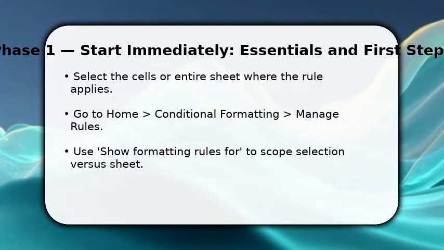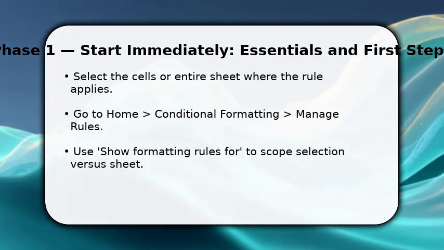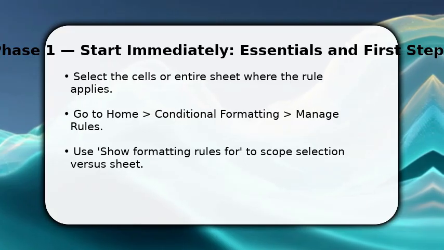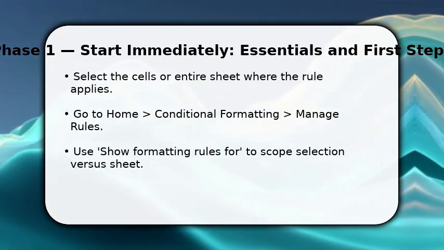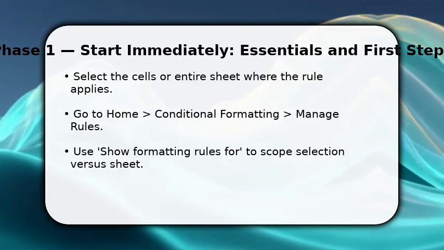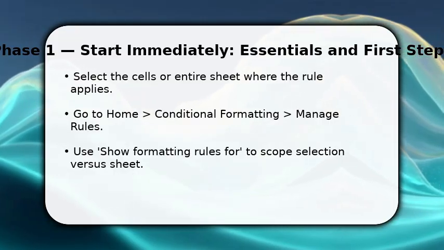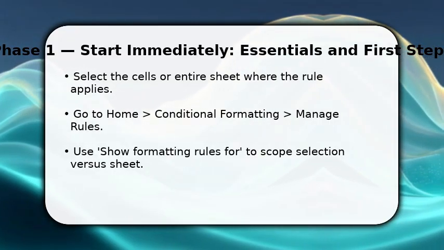You start by selecting exactly where the rule lives. That saves time. Once selected, go to Home, choose Conditional Formatting, then Manage Rules. You do this because the manager lists active rules and shows the rule preview, which helps you spot the one to remove. Make sure to change the top drop-down to reflect your selection.